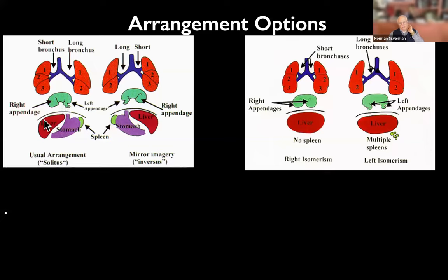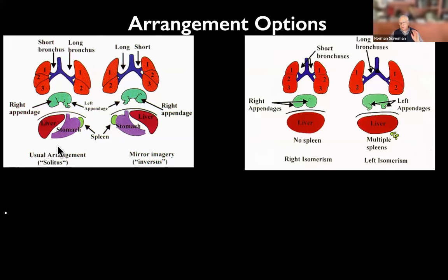And then, of course, the liver is on the right, the stomach is on the left, the spleen is on the left, and the bowel is in normal arrangement with the appendix in the right iliac fossa, the colon running over here, the sigmoid in the left iliac fossa, and the jejunum here, and the ileum here towards the right.